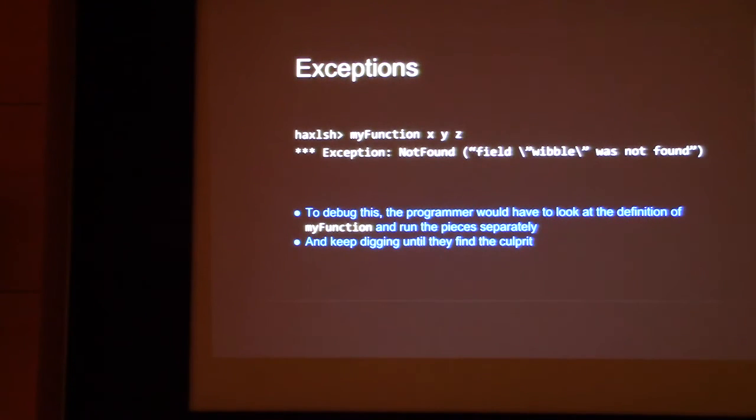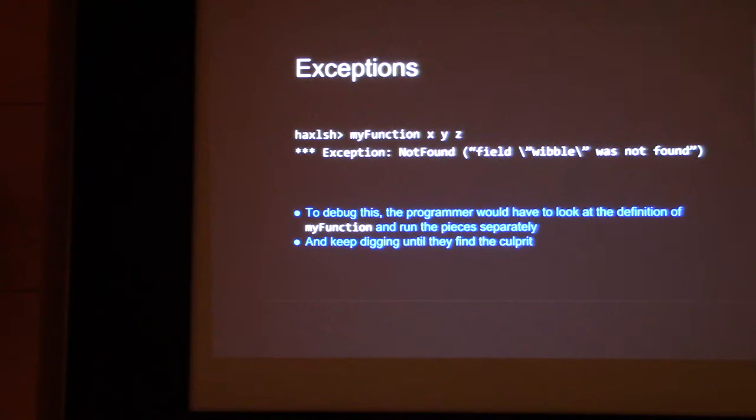So for example, if you have some function and you call it on some arguments, it might just say, exception not found. And we have lots of sort of JSON type things in Haxel. So you can very easily get a lookup in a map that the key was missing for. So then what do you do? Well, you have to go and look at the code for my function, and maybe you look at the different pieces, and maybe you try some simple expressions inside GHCi to see which piece of that function actually threw the exception. And then you have to go and dig some further down and try and find out where it was. And that can be a pretty long process.